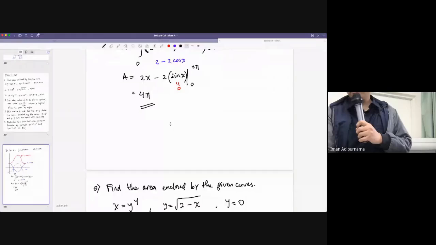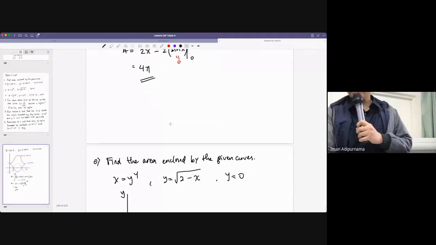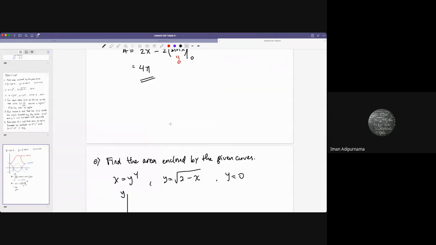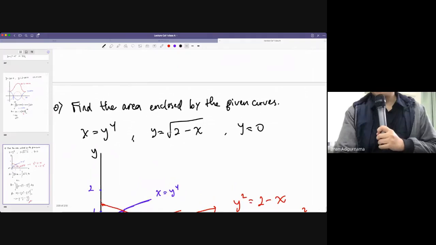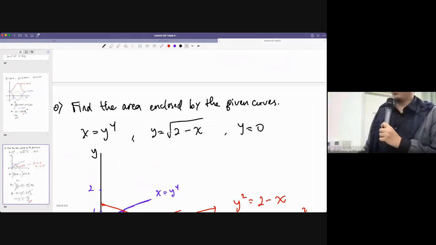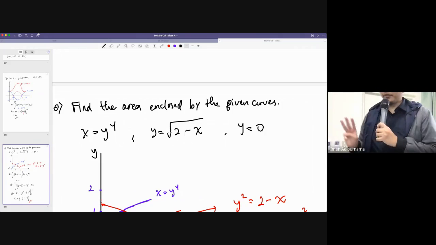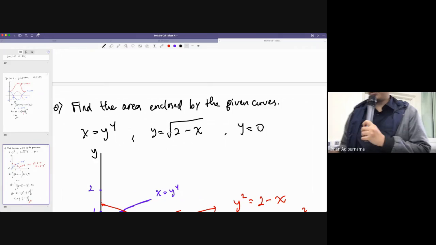The other question is actually the same question, but different curves. Now you have x equal y to the power of 4, and then y is equal square root of 2 minus x, and line y equals 0. So you have three curves and lines.